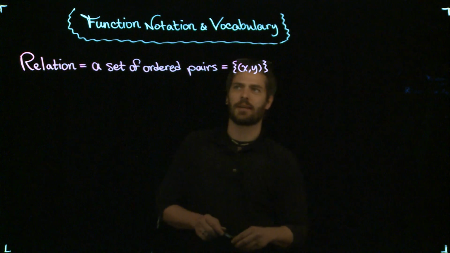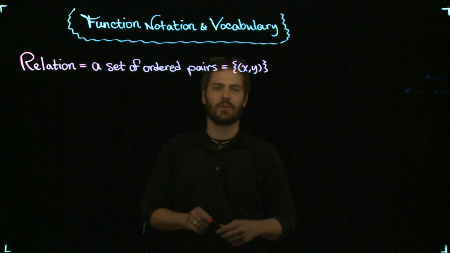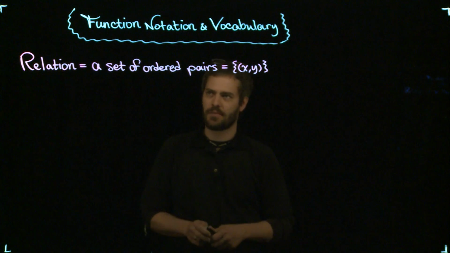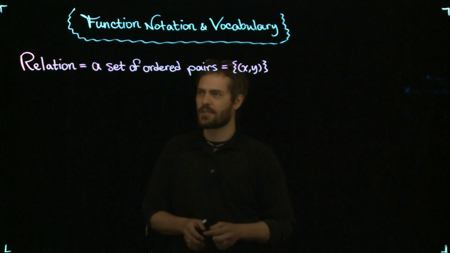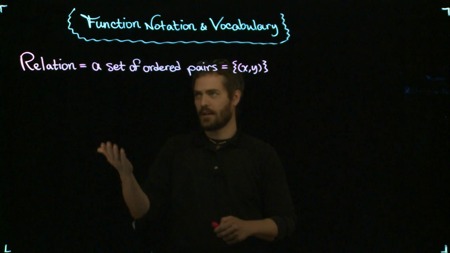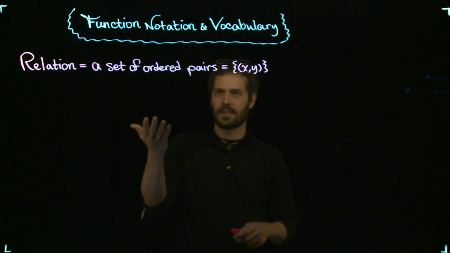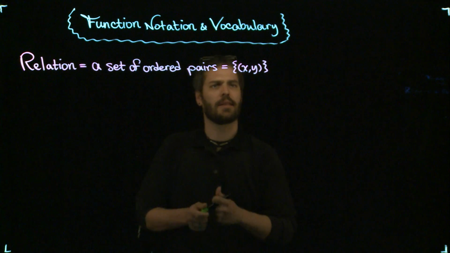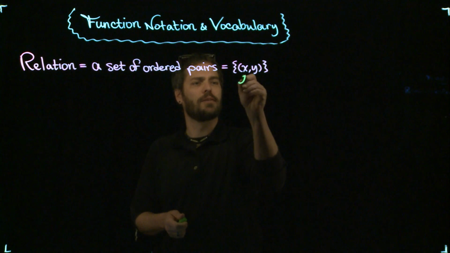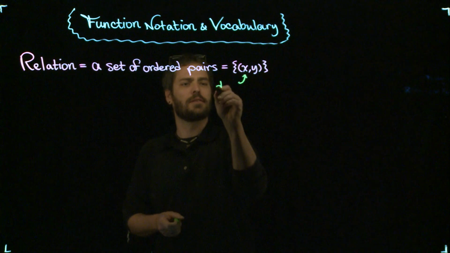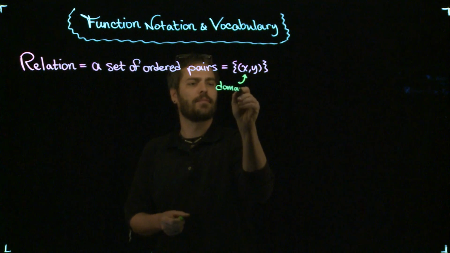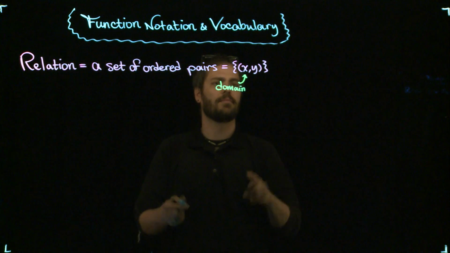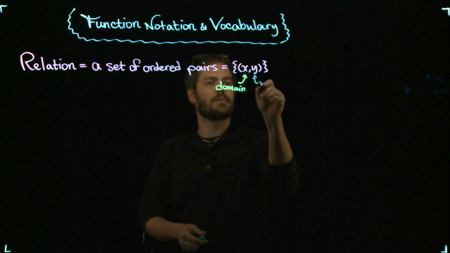Okay, we're back talking about function notation and vocabulary. And I wanted to pause. We were doing some evaluation of functions. I wanted to pause to talk about relation just for a moment. What is a relation? A relation is a set of ordered pairs, x, y, where the x fellows, whoever they are, constitutes the domain, and the y fellows, whoever they are, constitute the range.